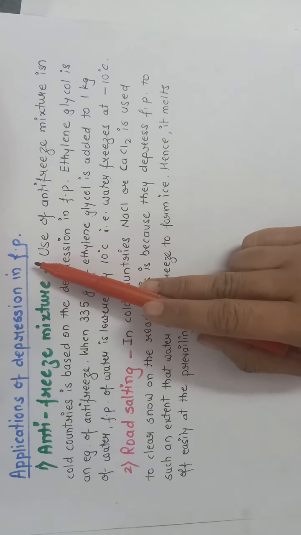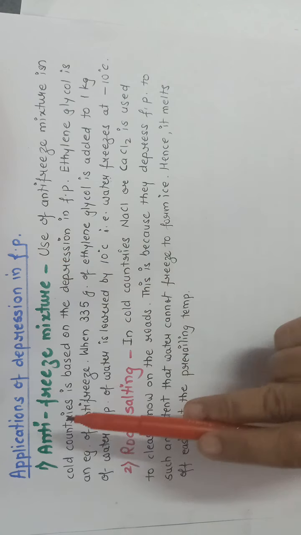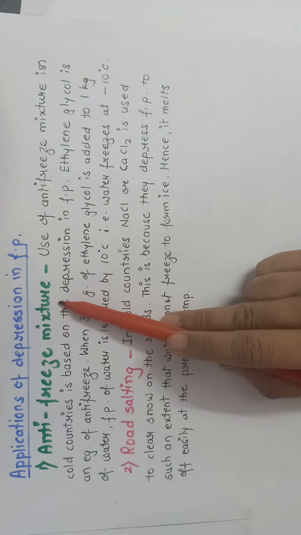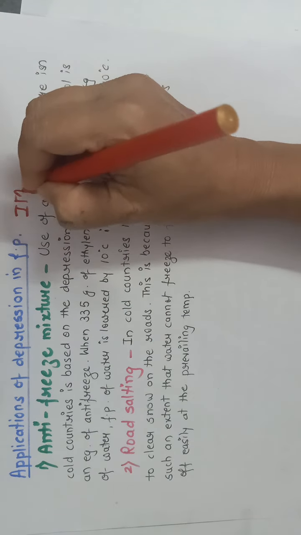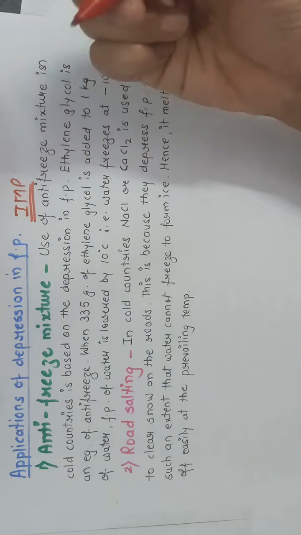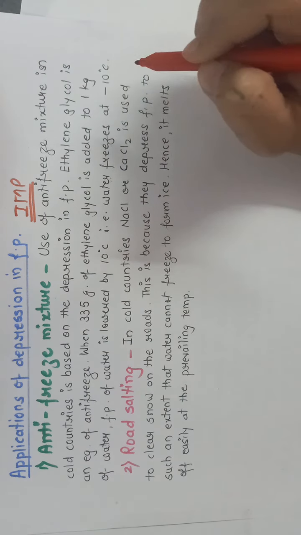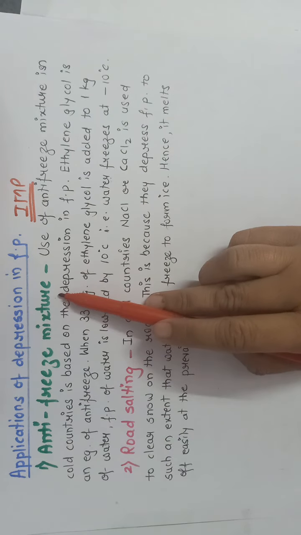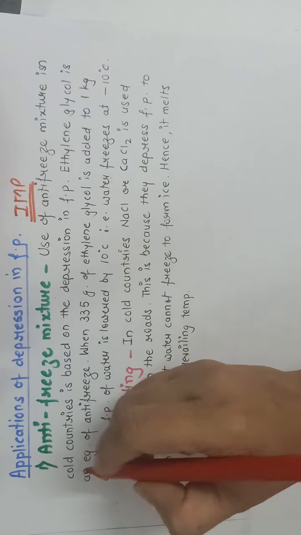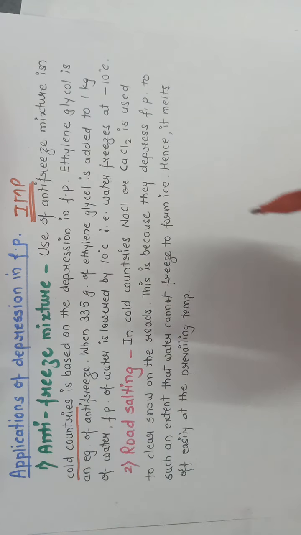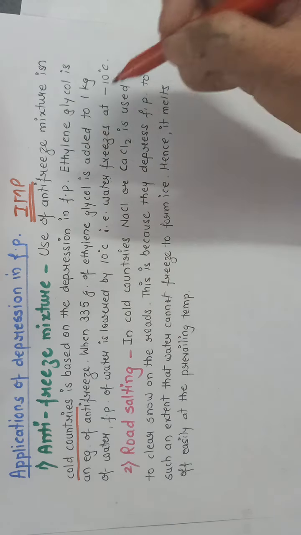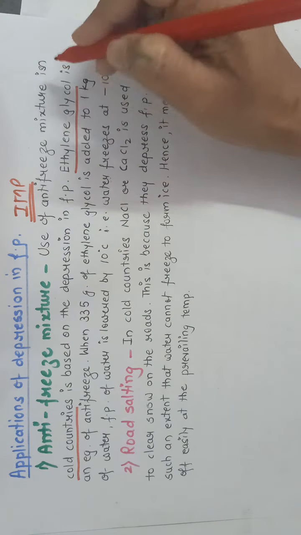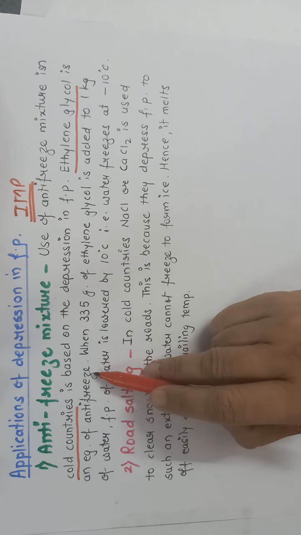So what are the applications of depression in freezing point? The very first and the most important is antifreeze mixture. This point is very important, so many times it is asked in board exams in the form of a give reason question. These antifreeze mixtures are used in cold countries, and this phenomenon is based on the depression in freezing point. Ethylene glycol is one example of an antifreeze.